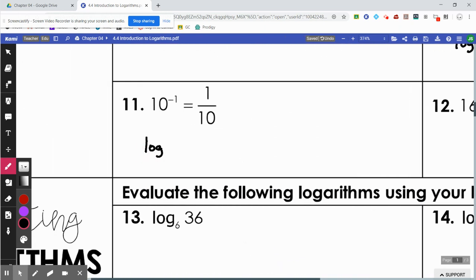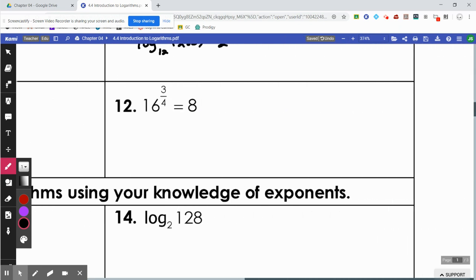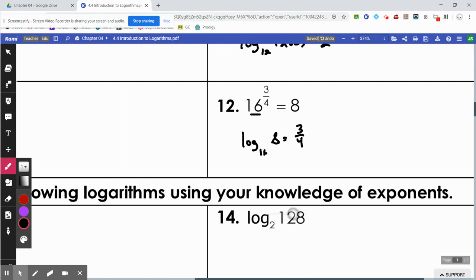Number 11, log base 10. Now, if it's a common log, again, you don't have to put that base. Log base 10 of 1/10 is equal to the exponent, -1. And number 12, last one of these, log base 16, which is the base of your exponent, of the value on the other side is equal to 3/4. Again, 16 to the 3/4 is 8 is how you would rewrite that.